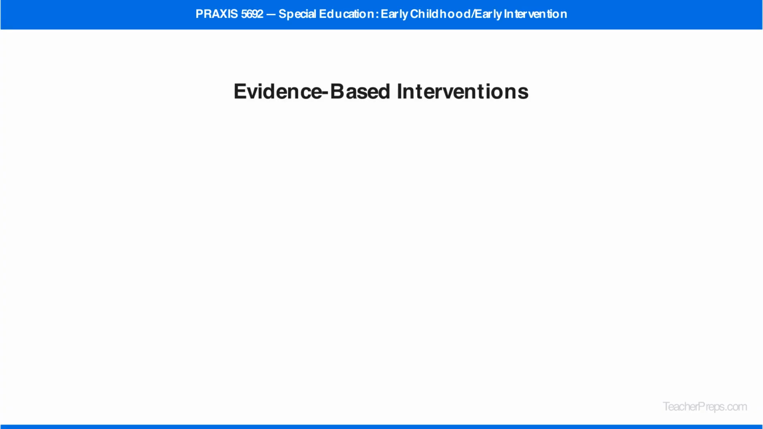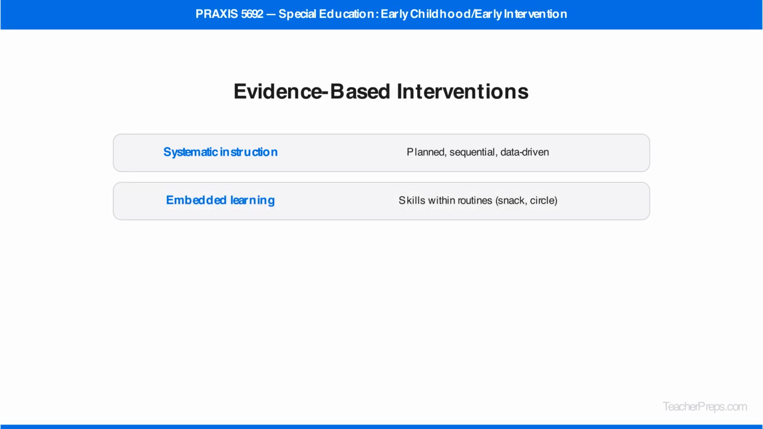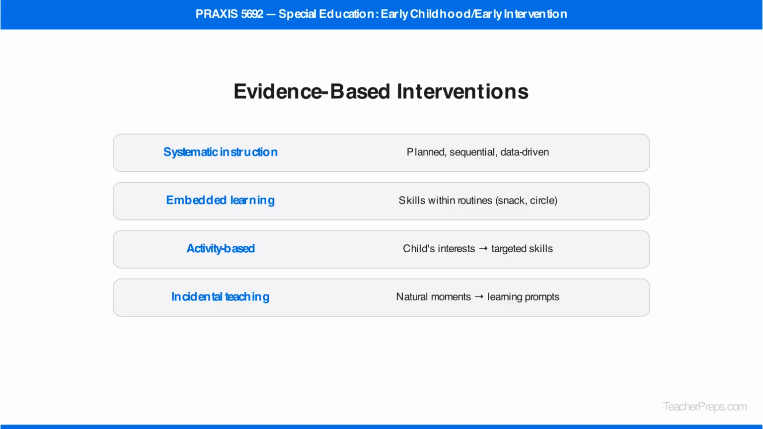Evidence-based interventions are a major focus. Systematic instruction teaches skills in a planned, sequential order with data collection. Embedded learning opportunities weave instruction into everyday routines like snack time and circle time. Activity-based intervention uses a child's interests, for example, using train activities to practice counting and vocabulary. Incidental teaching capitalizes on naturally occurring moments. When a child reaches for a toy, the teacher prompts a verbal request first.